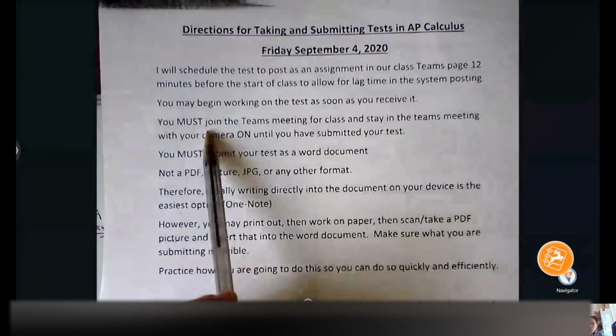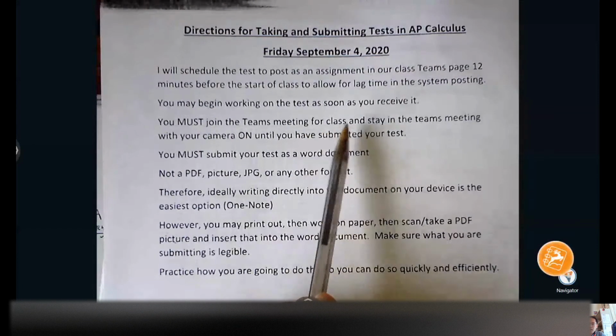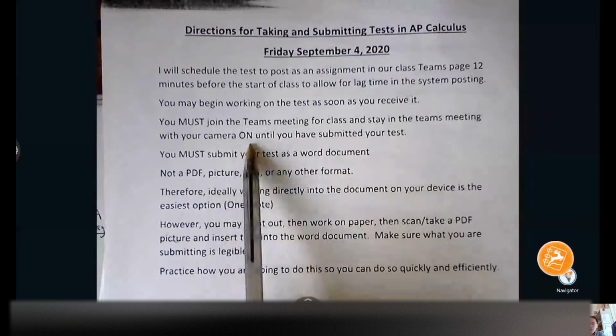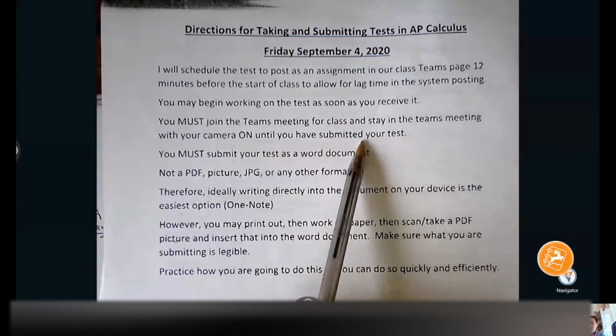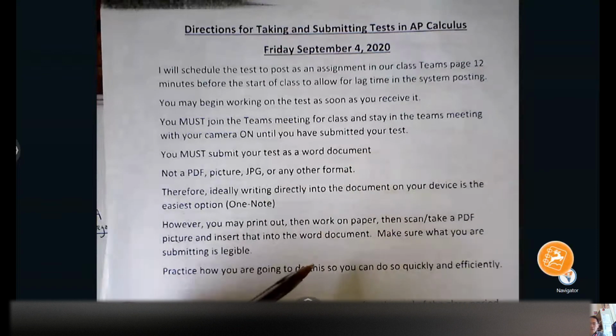You must join the Teams call and stay in the Teams meeting with your camera on until you've submitted your test. So you're just going to have the camera on and have it facing you so that I can see your face and see your hand working on the test.